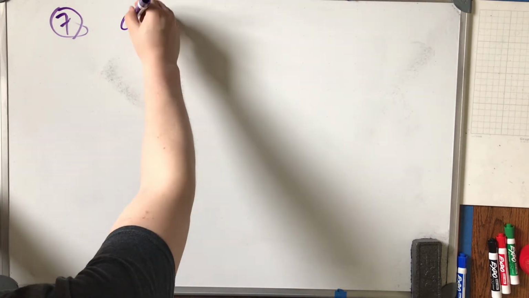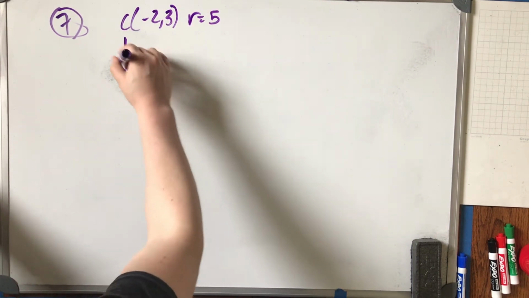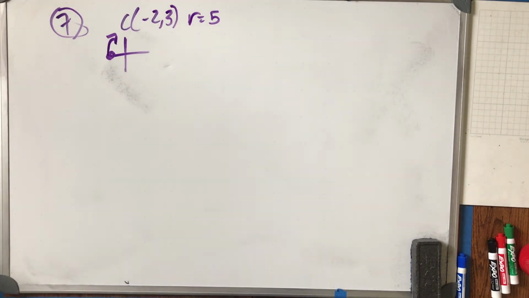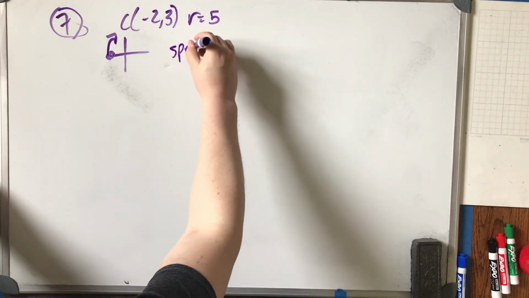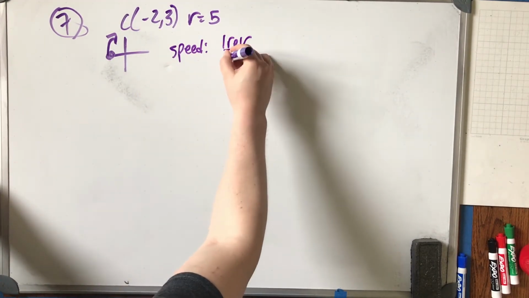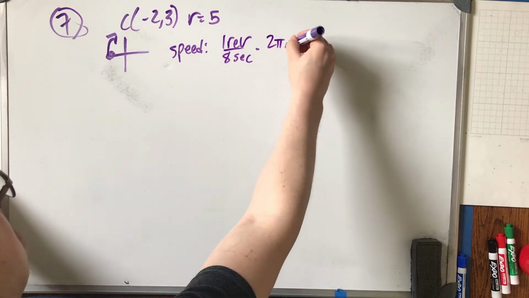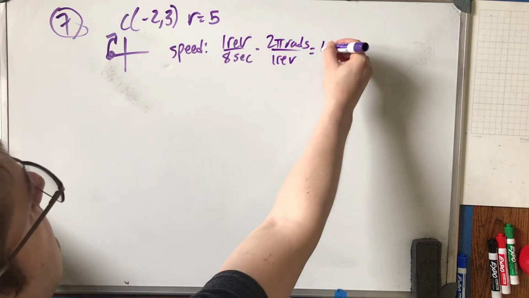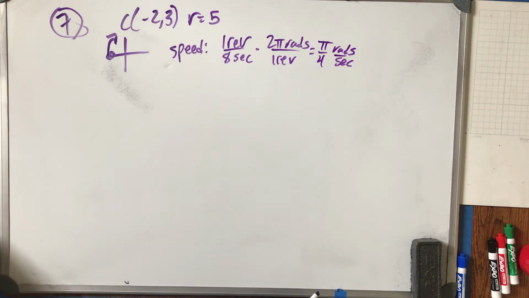Okay, circle with a center (-2, 3), radius of 5, starting at 9 o'clock on the circle, so that's over here, and we're moving clockwise. The circle will trace itself one time in the interval from 0 to 8, so that's going to be our speed, okay? So we have 1 rev every 8 seconds, and I just need to convert this into radians per second. So I'm going to do 2 pi radians every 1 revolution, and that's going to end up giving me 2 pi over 8 or pi over 4 rads per second. And that's going to end up being the speed that we use.